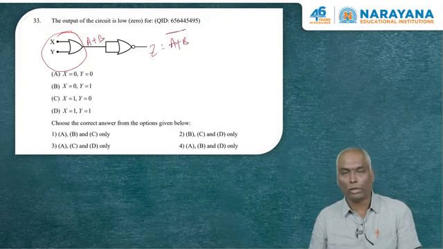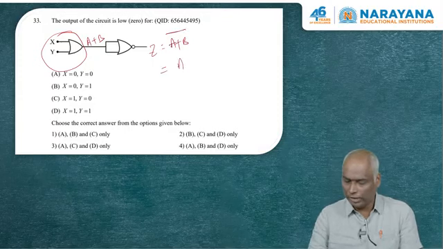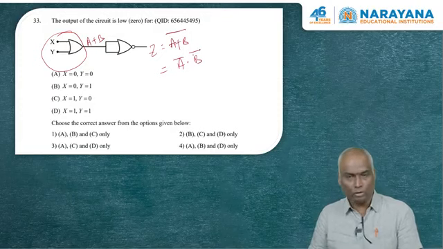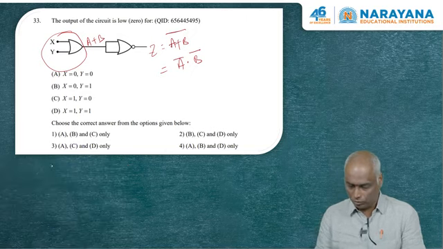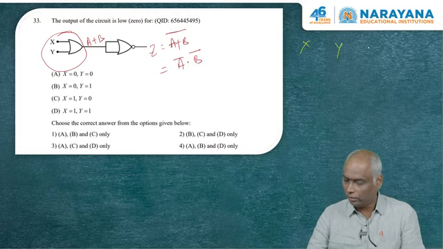A plus B whole bar. Of course, this can also be written as A bar dot B bar. So let us draw the truth table for this, and let us see what output we are going to get. So if you draw the truth table, with x, y and z, the value of z is equal to A bar dot B bar.